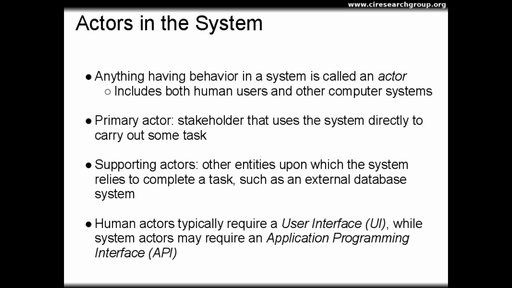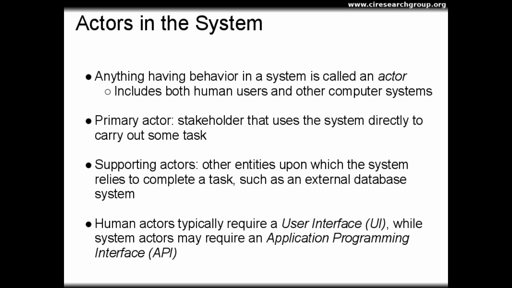Supporting actors, on the other hand, are other entities upon which the system relies to complete a task. This could include something such as an external database system, an external printing system, some other functionality that can be described as having behaviors which the system requires in order to perform its business functions. This could even be a person who has to go and manually input some type of data into the system.